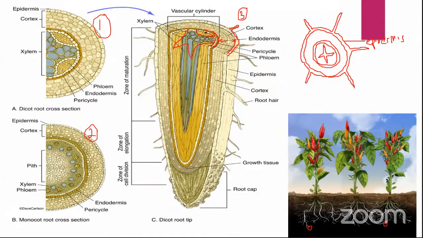Okay. And then on the side, this is where we find the phloem. So I'm drawing the phloem. Okay. I'm very much sure that you have seen this before from your O level. This is the transverse section through the dicot root.